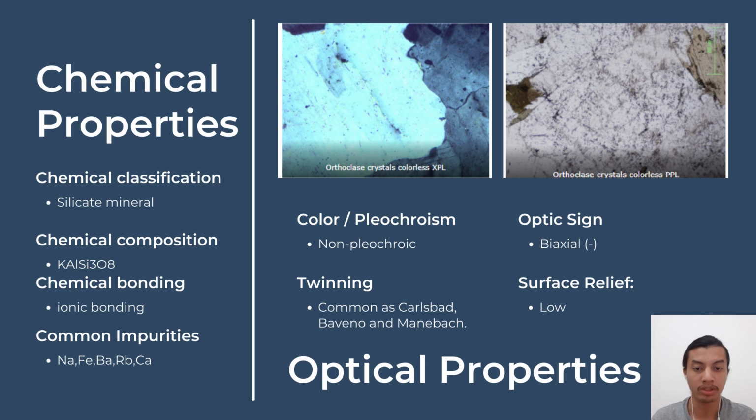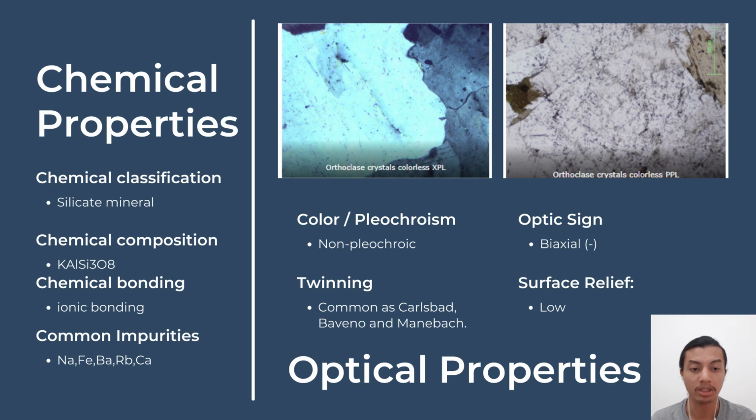Now I would like to present the chemical properties and optical properties of orthoclase. Firstly, the chemical properties. The chemical properties listed in this slide start with the classification, where orthoclase is a silicate mineral, and the composition of the orthoclase, which is like microcline, with the formula stated in this slide.